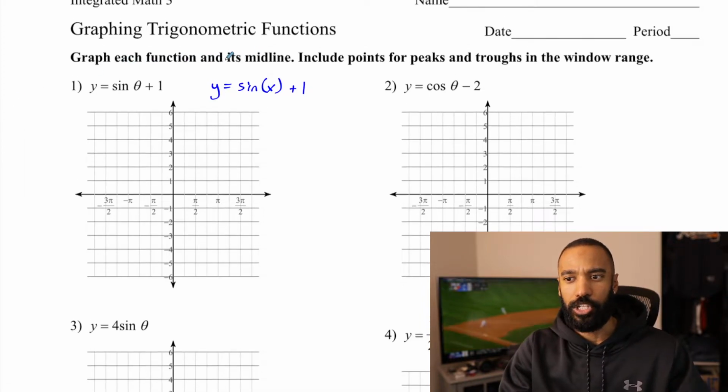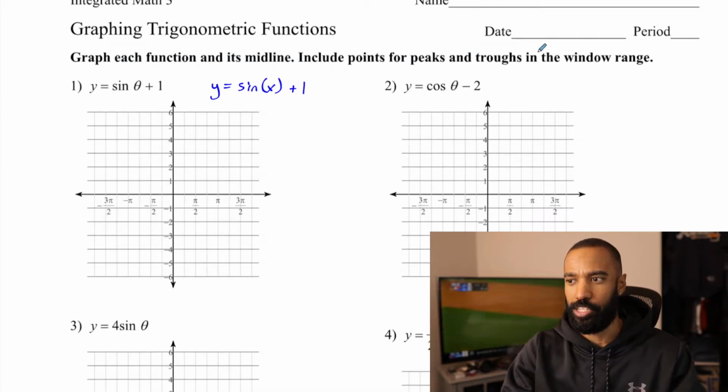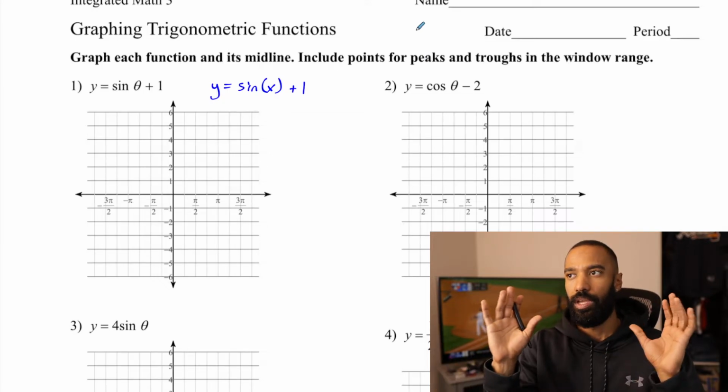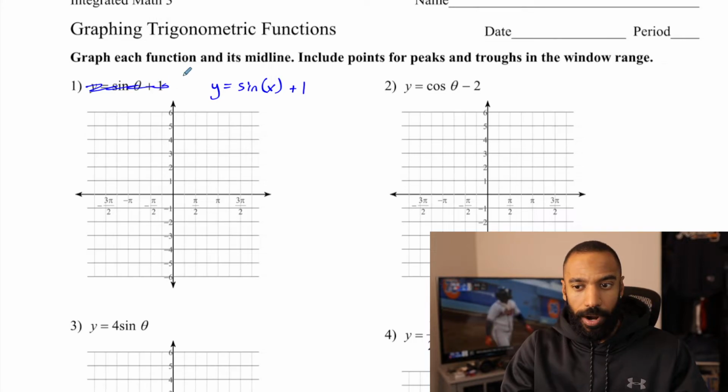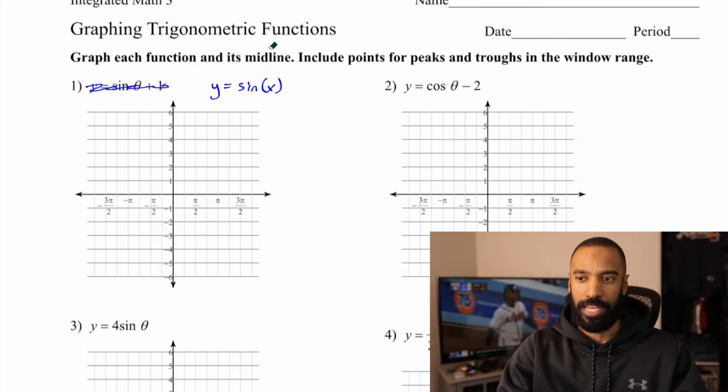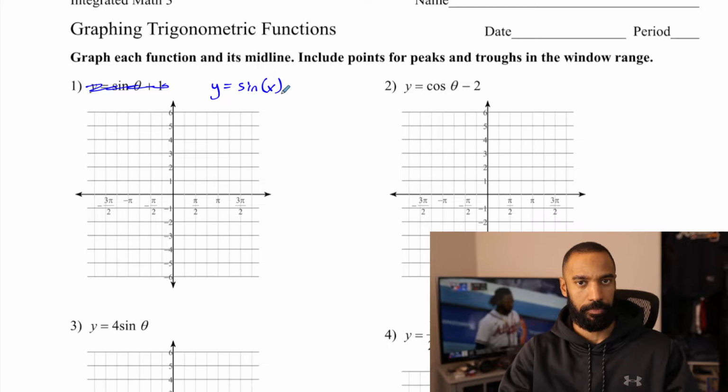Okay, we're going to graph each function and its midline, include points for peaks and troughs in the window range. So I'm going to first graph y equals sine of theta plus 1. Before I do this problem, let's just look at y equals sine of theta, sine of x, and see what this thing is all about.